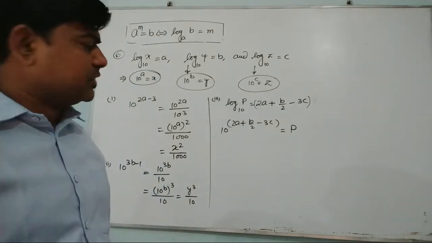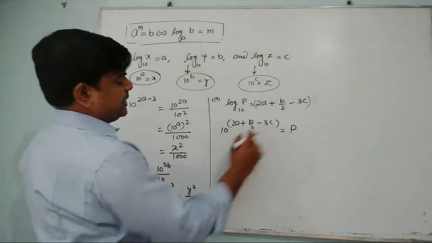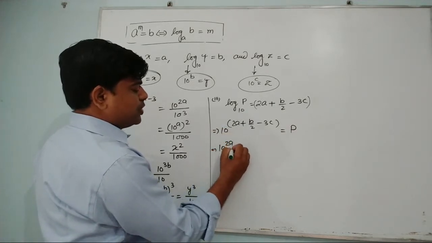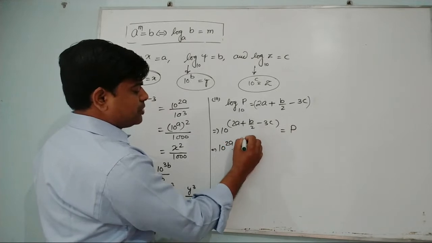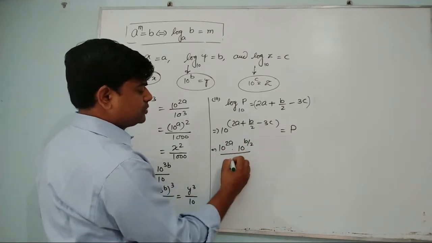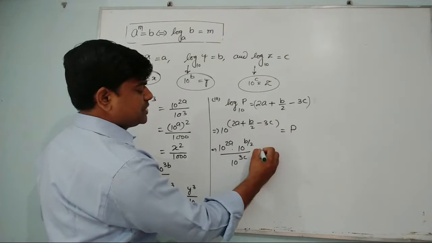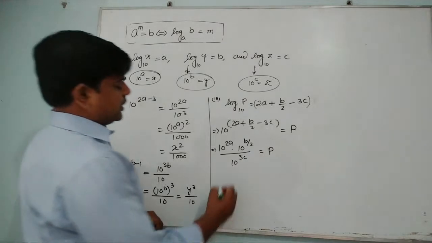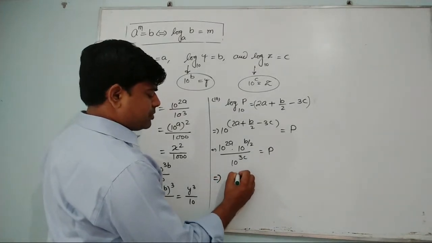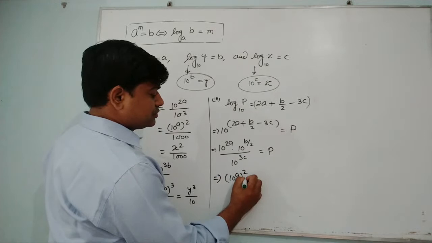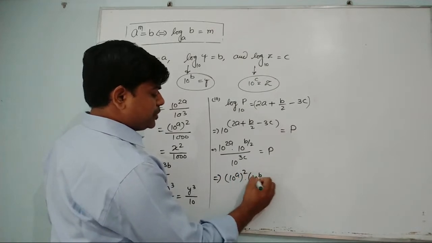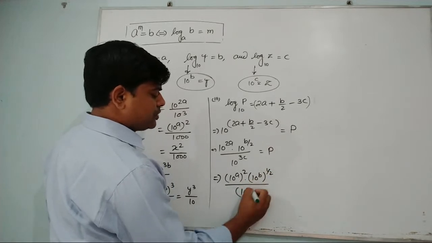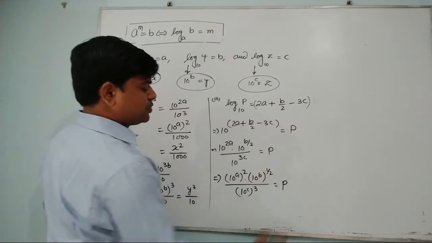Hope you are getting me. Now, we will split it. It can be written as 10 to the power 2a into 10 to the power b upon 2, whole upon 10 to the power 3c, is equal to p. One more line I want to write here. It is 10 to the power a whole to the power 2, 10 to the power b whole to the power 1 upon 2, and 10 to the power c whole to the power 3 is equal to p.